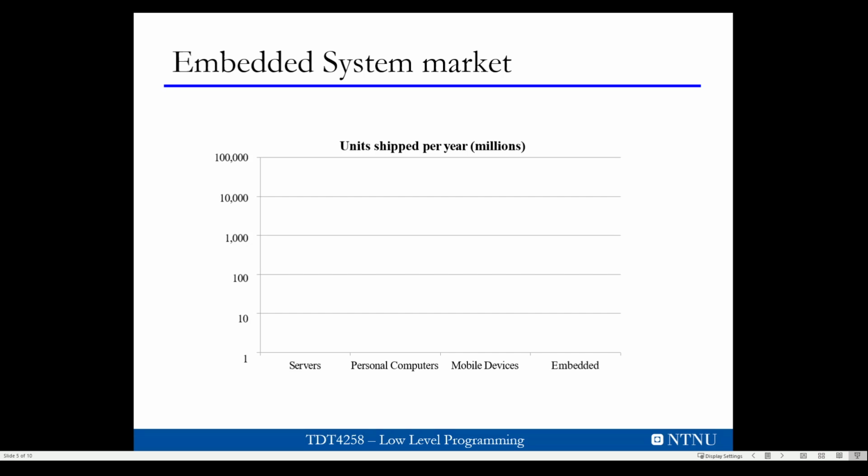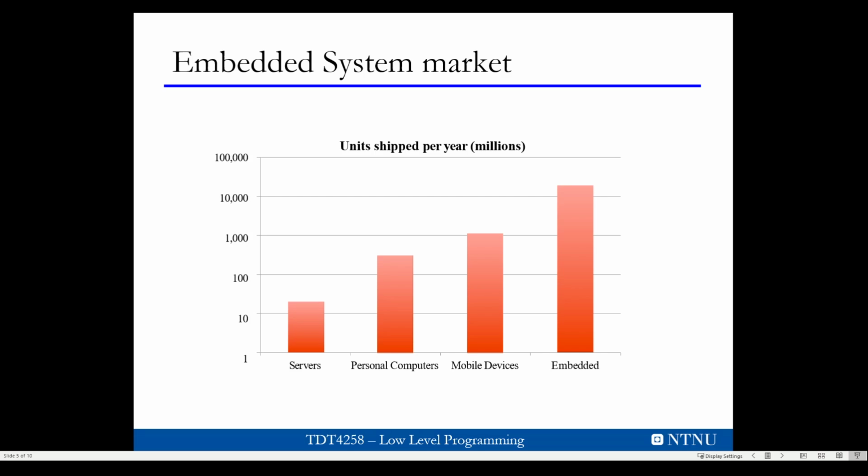So let's see. Servers, personal computers, and mobile devices. Since only a few big organizations need servers, they are shipped the least. Personal computers, maybe every household has one or two computers, so they are more than the servers, but still less than mobile devices because maybe every person has one or two mobile devices. For example, you carry a smartphone, a tablet, etc. So that's why mobile devices are shipped more than the personal computer. But embedded systems, they outperform all of them.